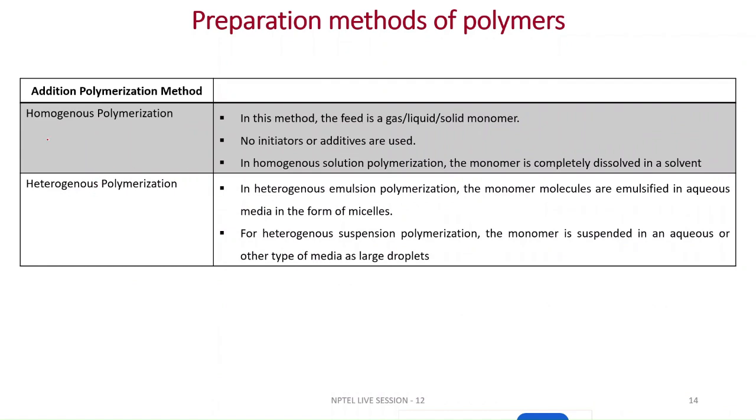The second last one is the homogeneous polymerization. In this method, the feed can be gas, liquid, or solid monomers. No initiator required, no additive required. In homogeneous solution polymerization, the monomer is completely dissolved in the solvent. Whereas in heterogeneous polymerization, in the emulsion polymerization, the monomer molecules are emulsified in aqueous media in the form of micelles. For heterogeneous suspension polymerization, the monomer is suspended in an aqueous or other type of media as large droplets.